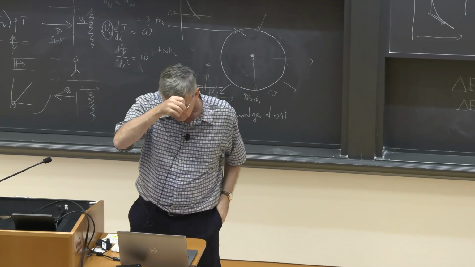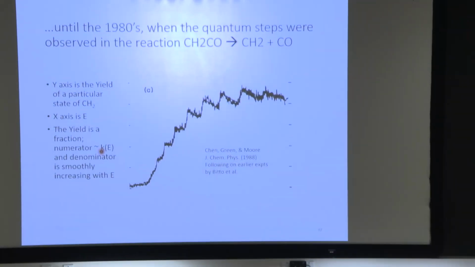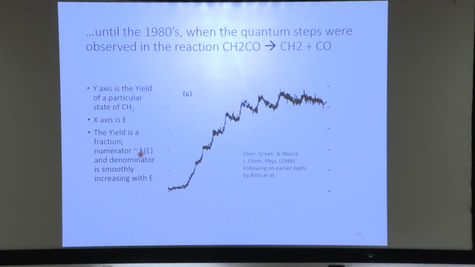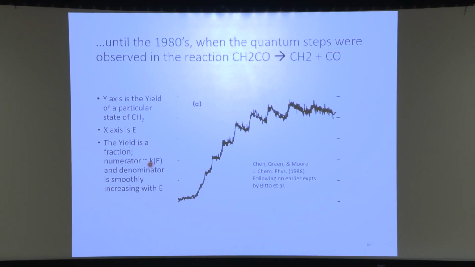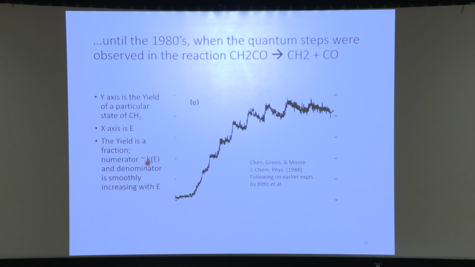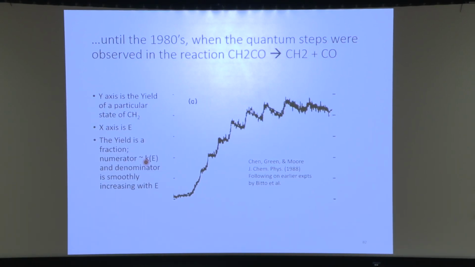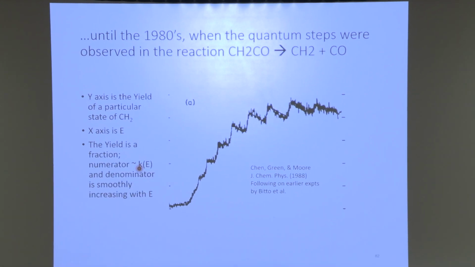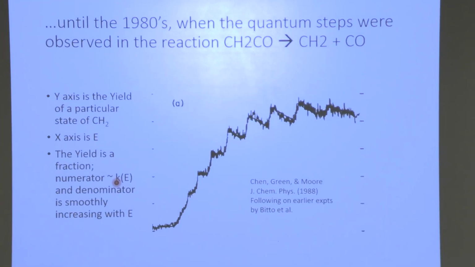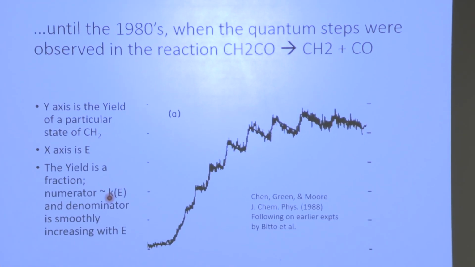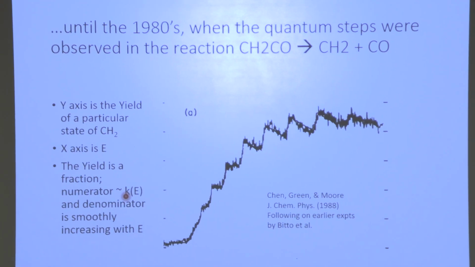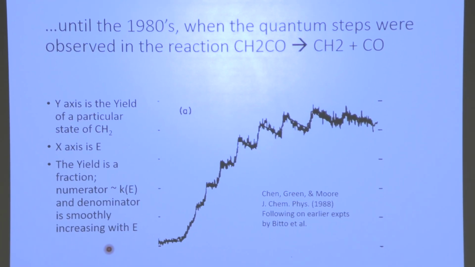Here it is. This is the measurement we made, 1988. Made it with Yichai Chen in Brad Moore's lab. And that's the k of E, basically. It's a quantity that's proportional to k of E. And the scatter is the noise in our measurements. So this is pretty convincing that it is actually correct.